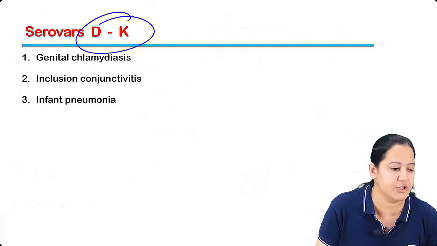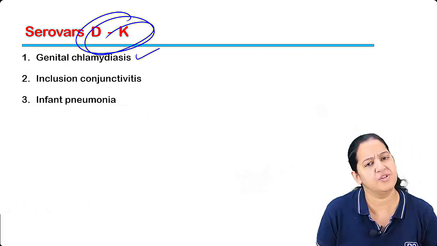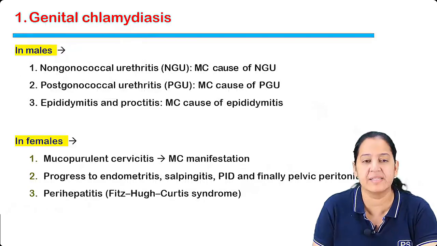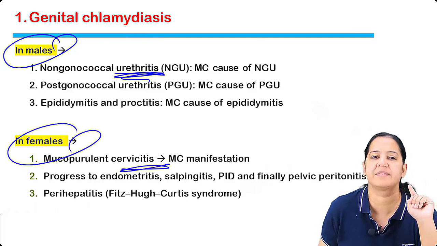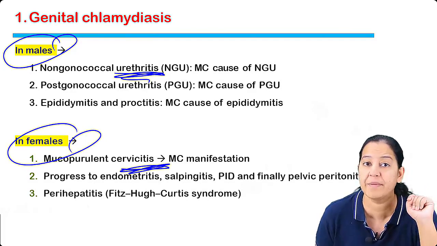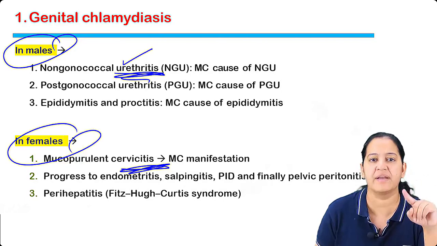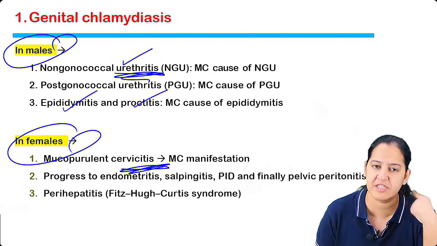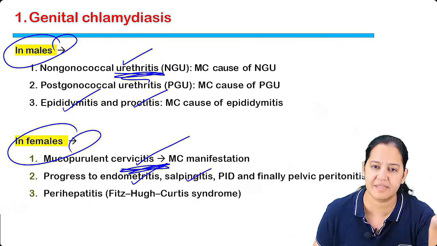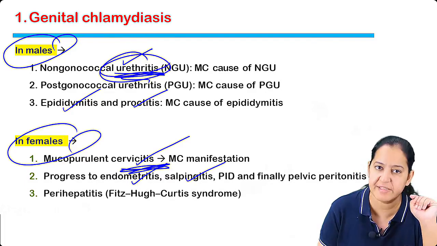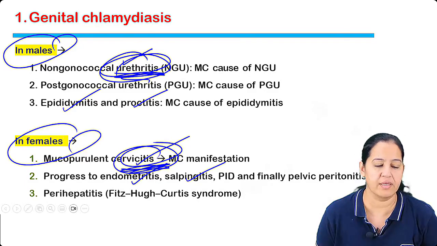The next is D to K. So can I start D to K? It causes three diseases. Genital chlamydiasis: in males, it causes urethritis; in females, it causes cervicitis. Learn the most common, same as gonorrhea yesterday. In males, it causes urethritis, proctitis, epididymitis. In females, it causes cervicitis, endometritis, salpingitis. Learn the first ones. Here it's urethritis, here it's cervicitis, like gonorrhea only.